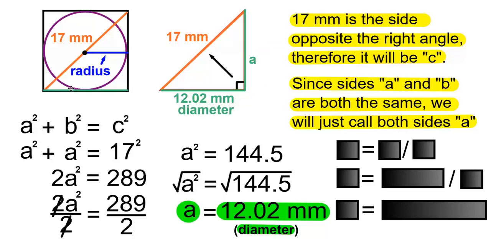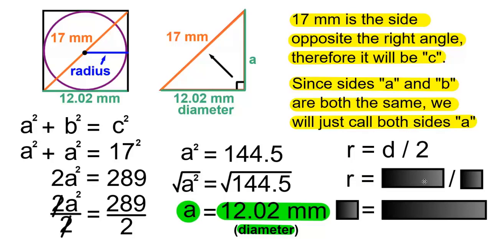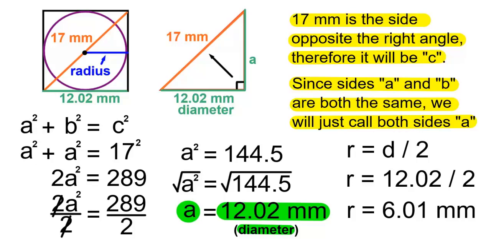If we put this line back in our original shape, the 12.02 millimeters, you'll notice that this line goes from one side of the circle to the other side of the circle, and therefore is the diameter of the circle. And the radius will be half of that, because the radius is half of the diameter. So radius is equal to diameter divided by 2. Radius is equal to 12.02 divided by 2. And therefore, the radius will equal 6.01 millimeters.